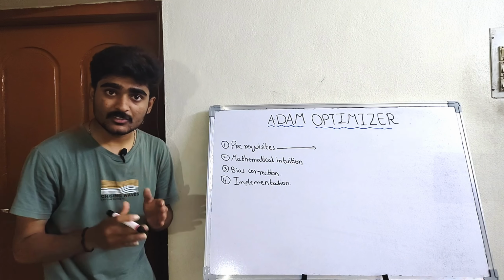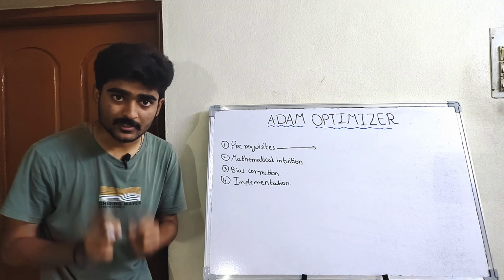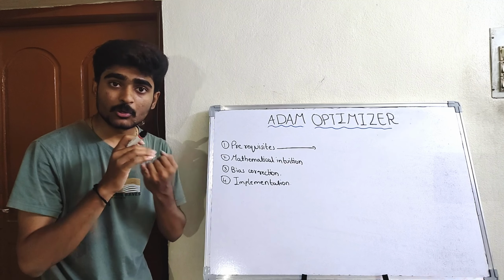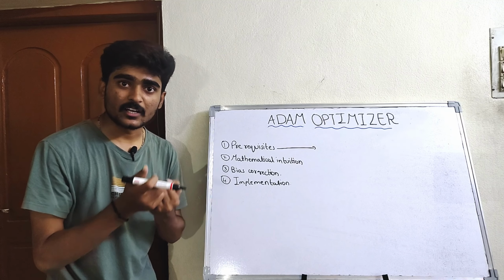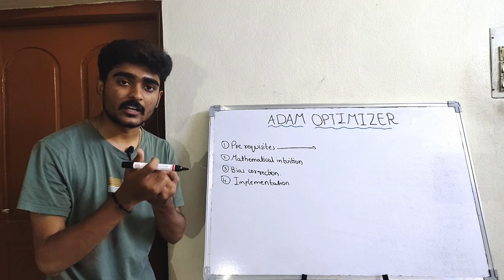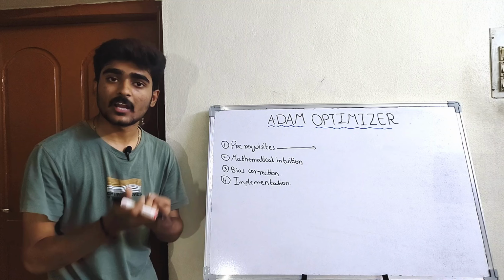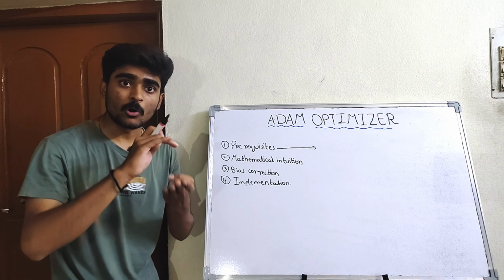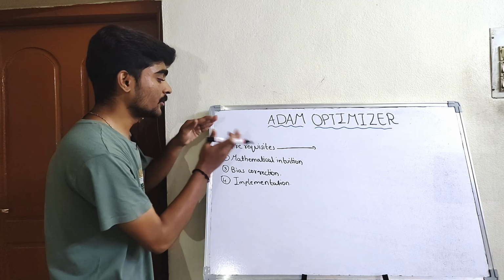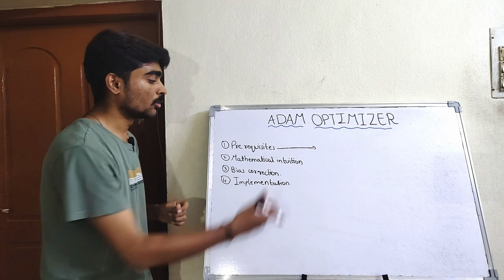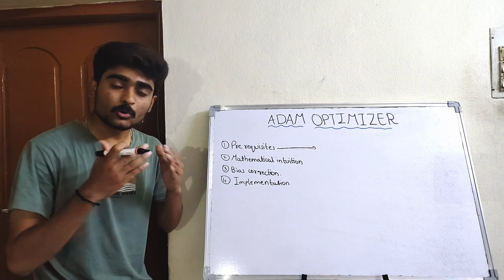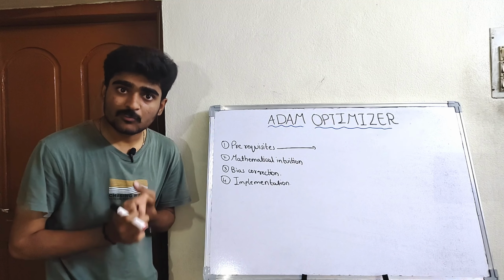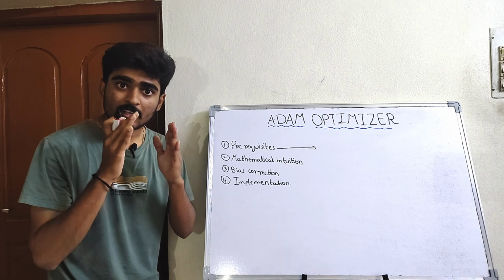The prerequisites to understand this Adam optimizer are my past four videos, that is the videos on exponential weighted moving average, Nesterov accelerated gradient, Adagrad optimizer, and RMSProp optimizer. If you have successfully understood all these four topics, you can skip the prerequisites and directly move on to the mathematical intuition. For those who have not watched those videos, I'll be explaining all these four optimizers in short.